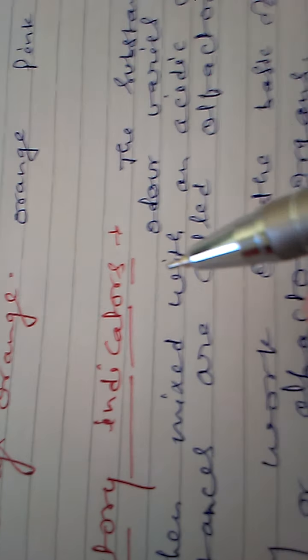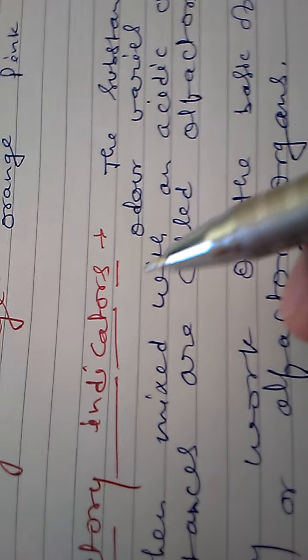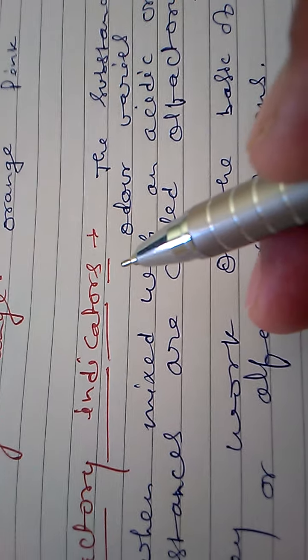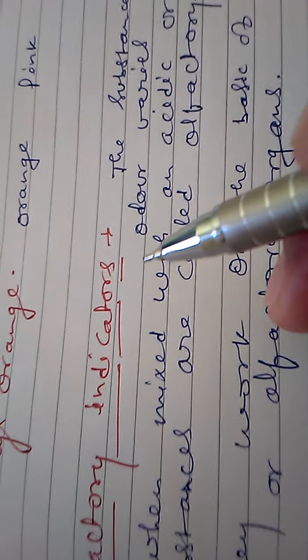Third one is a very important one, olfactory indicators. Do you know why its name is olfactory indicator? Because it works on the basis of olfactory organs, and what are our olfactory organs? Organs which can detect things on the basis of sense of smell. And the most important olfactory organ of a human being is the nose.